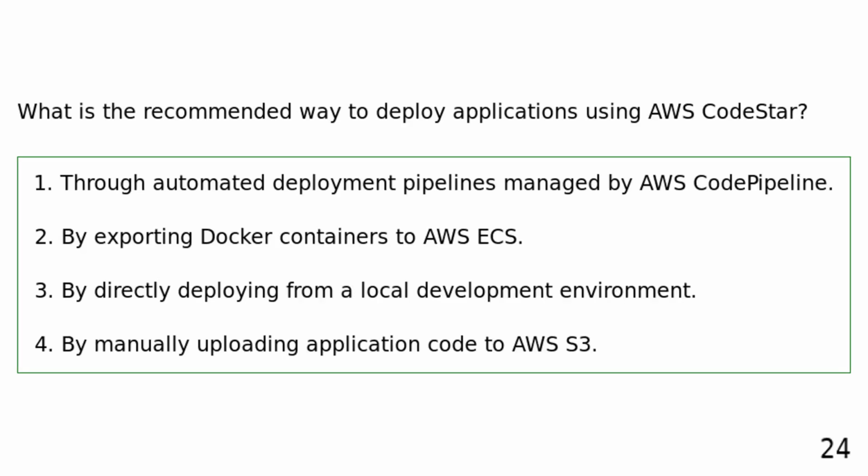What is the recommended way to deploy applications using AWS CodeStar? Through automated deployment pipelines managed by AWS CodePipeline. By exporting Docker containers to AWS ECS. By directly deploying from a local development environment. By manually uploading application code to AWS S3.